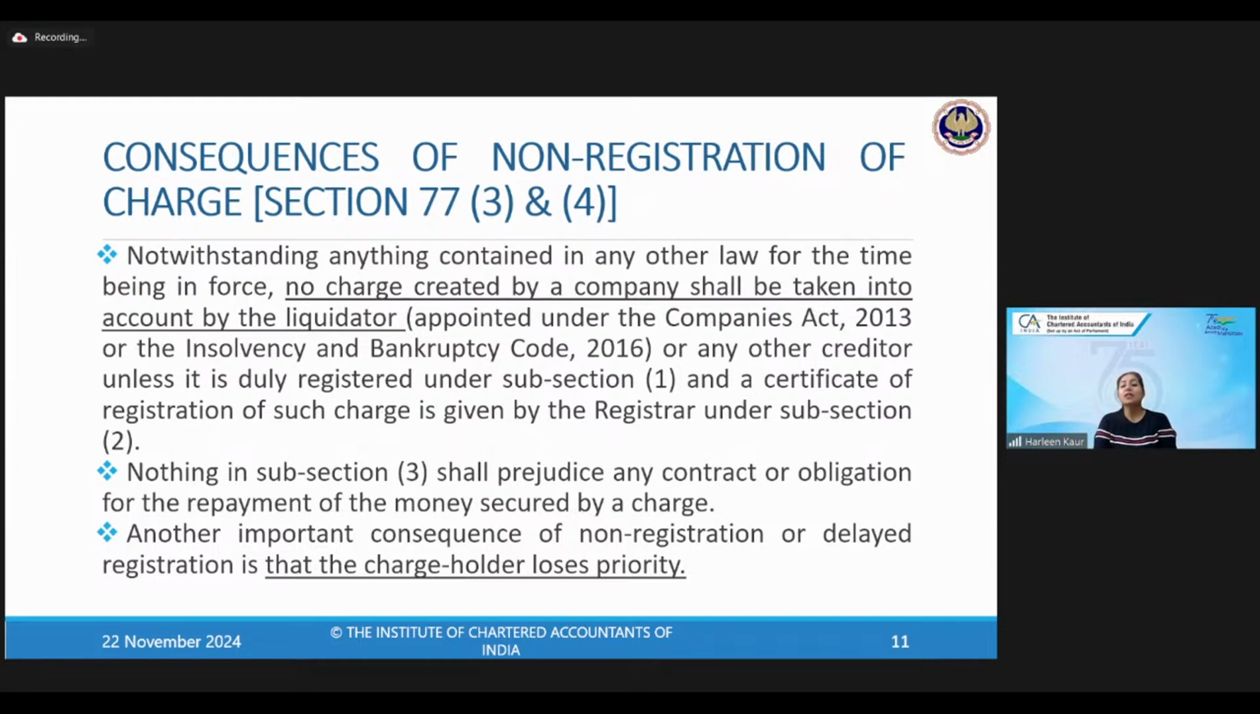Now it says consequences of non-registration of the charges. So if you don't register the charge, who are you? Loan was taken from HDFC Bank. HDFC Bank is the charge holder. ABC Limited is the company. So whose duty is it to get the charge registered? ABC Limited or the HDFC Bank? Absolutely correct. It is the duty of ABC Limited to get the charge registered. Well done. But children, ABC Limited forgot to get the charge registered.